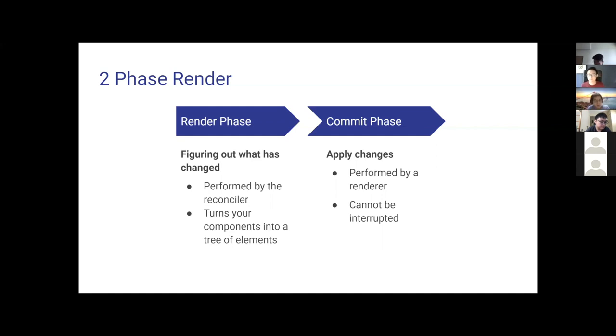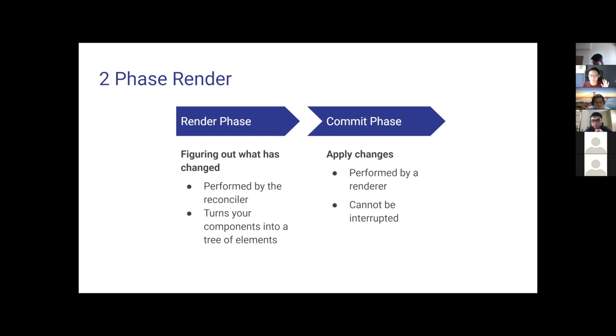But how this actually works is that React conceptually does this in two phases. The first phase is called the render phase. The names are a little bit confusing because these are conceptual, so they are not really how it's actually implemented. During this render phase, the reconciler will render your components into elements. If you have seen transpiled JSX before, it'll be React.createElement, whatever, right? So it will take your components and render them into elements, and these elements will be in a tree. I believe this is the virtual DOM tree.